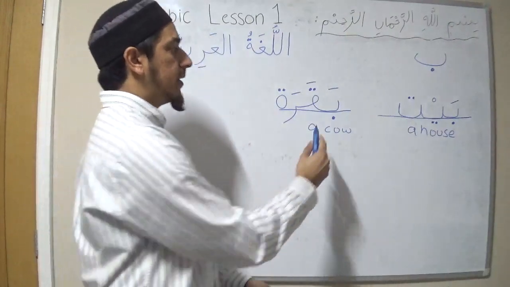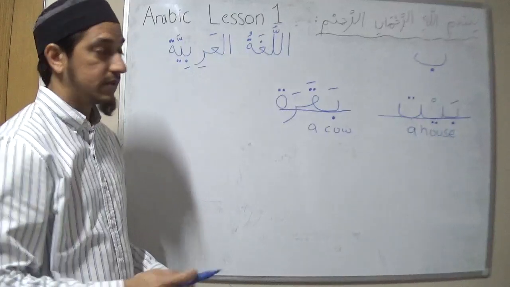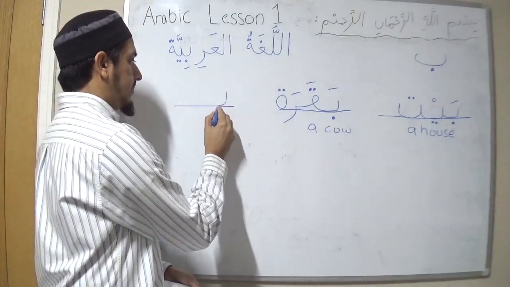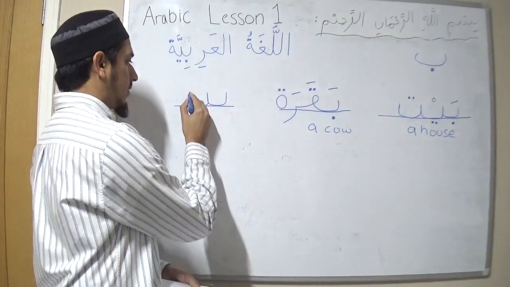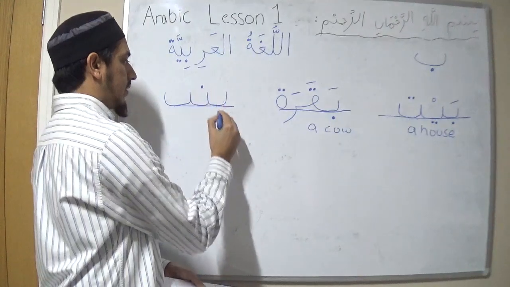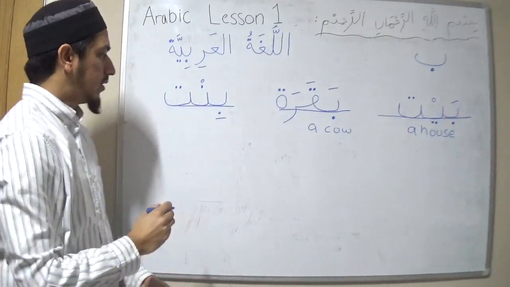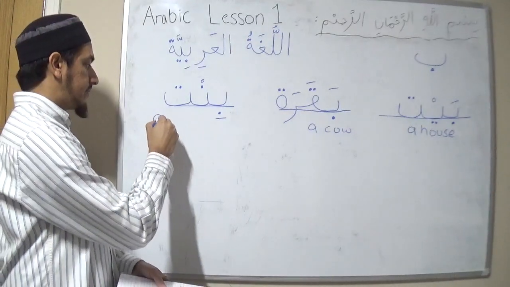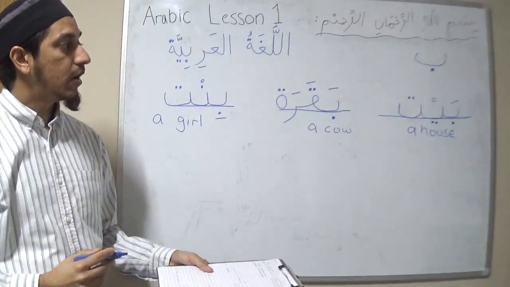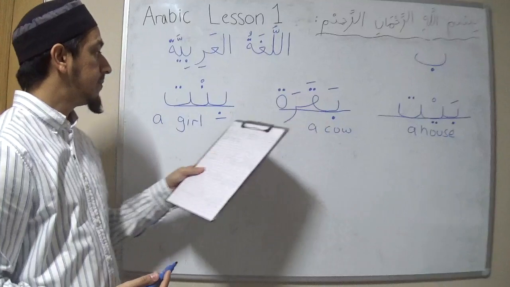Again, as you see, the Ba is at the beginning. And finally the last word is Bint. Ba, Noon, Ta. Bint. And this means a girl. So I've shown you some examples and vocab, which is Bait, Baqarah and Bint.